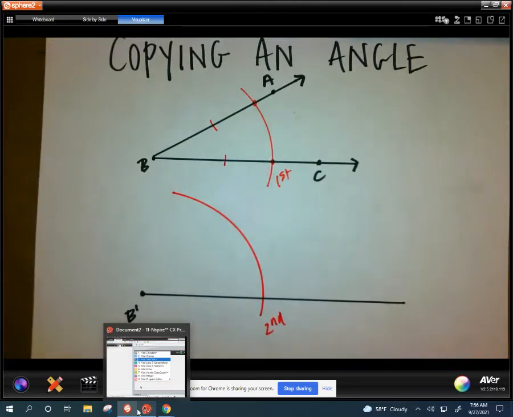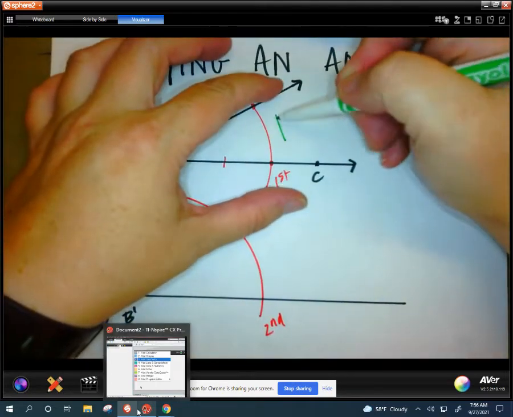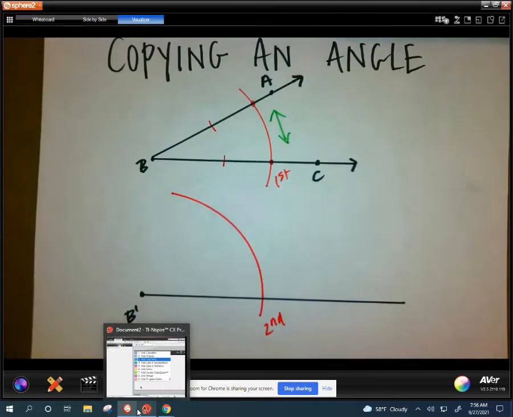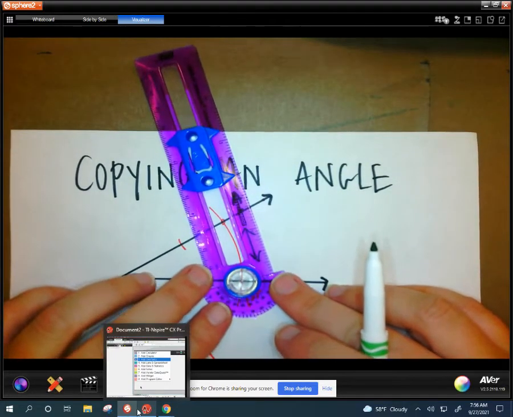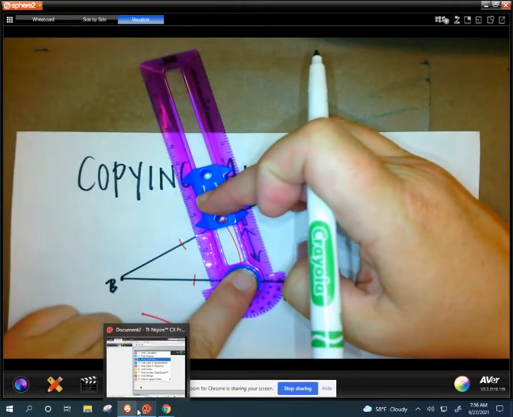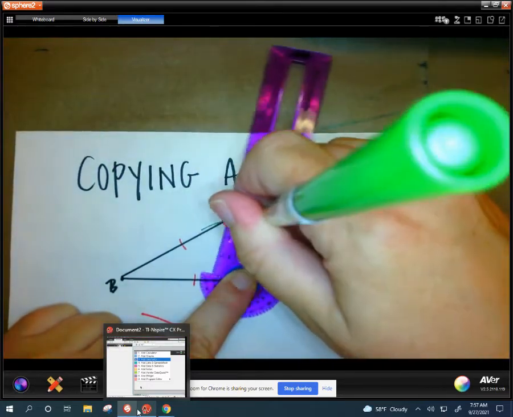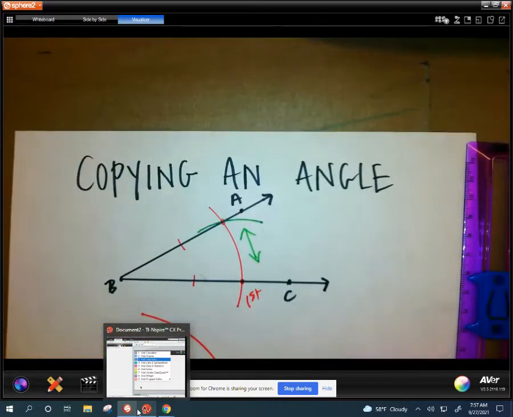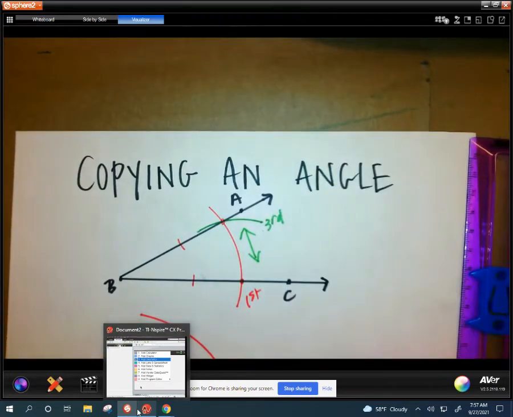And now what comes next? Now I am going to measure across the angle. I'm going to look at this distance right here. So I put my center on the bottom intersection point, and I'm going to move my slider such that I can see that point right there. I'm going to make a little arc to show you guys, and you should do this too, where it crosses. So there it is. This is now my third arc that I'm making.